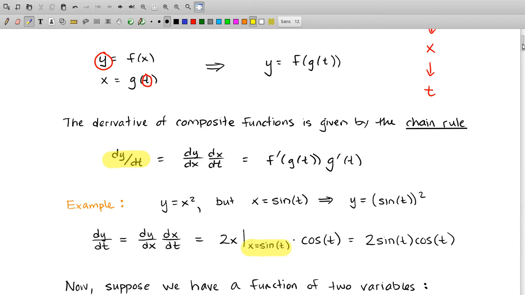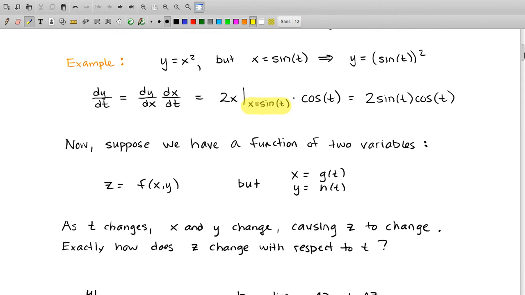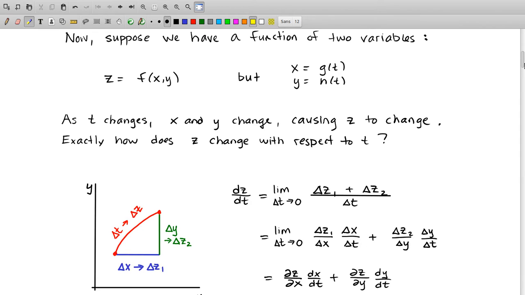All right, now let's extend these ideas to functions of multiple variables. Here's the story. We now have an ultimate dependent variable z, which depends on x and y. But both x and y also depend on t. So the diagram would look more like this. We've got z, which depends on x and y, but both x and y depend on t. So as t changes, it causes x to change, and it causes y to change, and both x and y cause z to change.